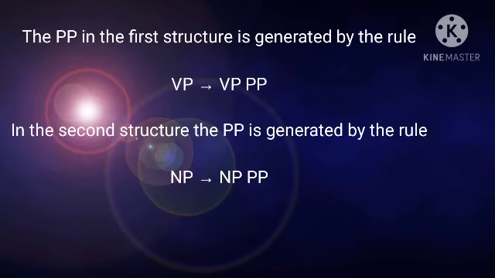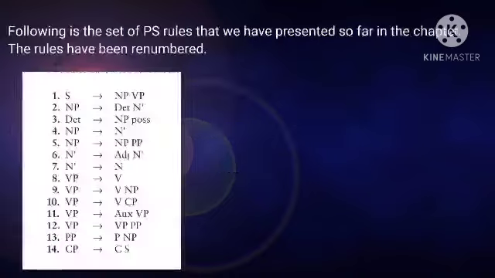So the preposition phrase in the first structure is generated by the rule verb phrase to verb phrase and preposition phrase. And in the second structure, the preposition phrase is generated by the rule noun phrase to noun phrase and preposition phrase. So two interpretations are possible because the rules of syntax permit different structures for the same linear order of words.